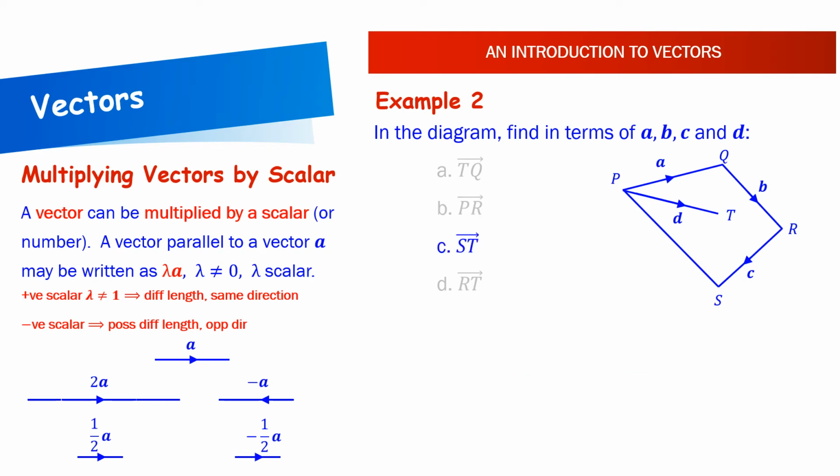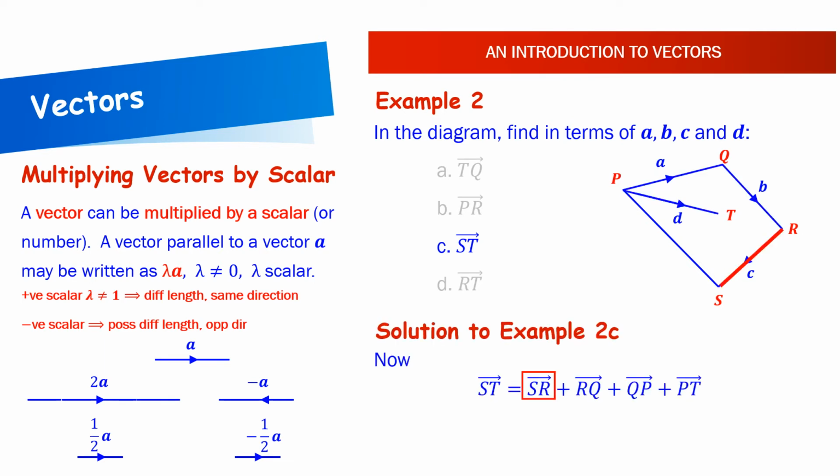And now for part C. In the diagram, find, in terms of a, b, c and d, the vector ST. So here's our journey. In order to get from S to T, we travel as shown. So S to R, followed by R to Q, followed by Q to P, followed by P to T, as shown.